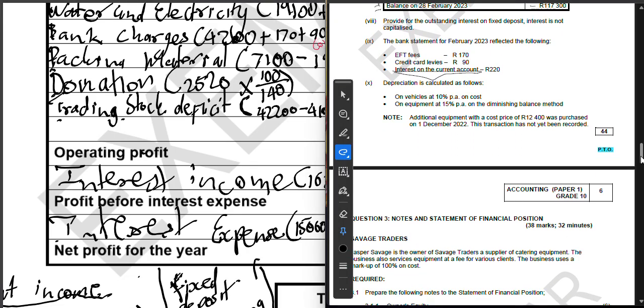The next transaction here says that depreciation is calculated as follows. On vehicles at 10% per annum on cost, and then on equipment at 15% per annum on diminishing balance. As I had explained in class, when we do depreciation on cost, we use cost price, historical cost. So it's going to be cost price multiplied by depreciation rate equals depreciation.